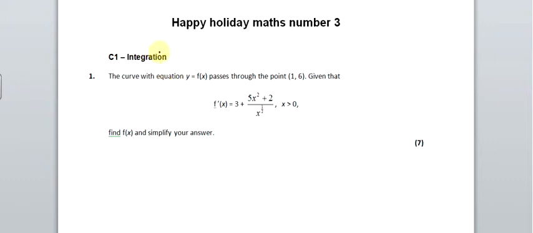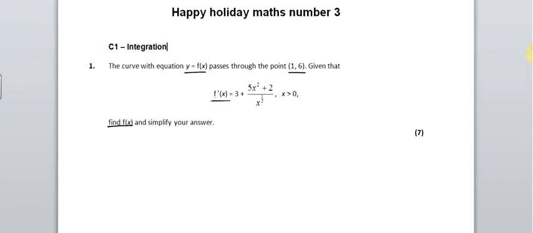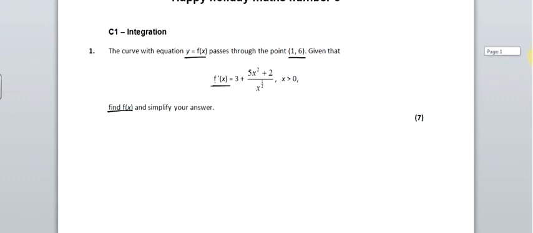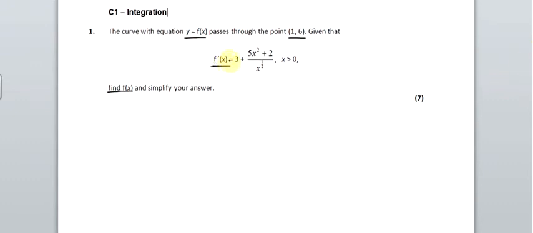We're going to start off with a bit of integration here. So we've got a curve with this equation, and they tell us that the curve with the equation y equals f of x passes through the point 1, 6. And then they give us the derivative of the curve, the gradient function, and tell us to find f of x. So the first thing we've got to do is go from the derivative back to the curve, so we're going to integrate.